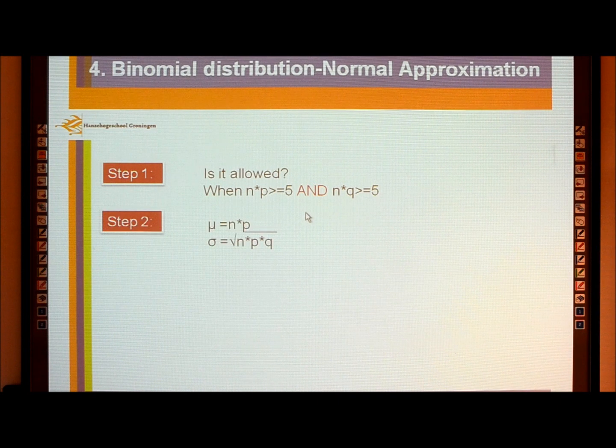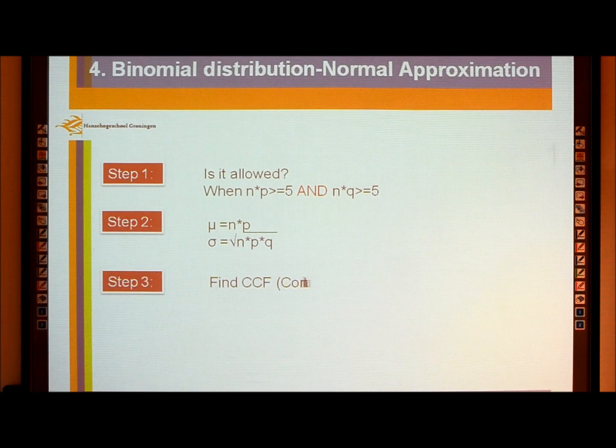So step 2, because for the normal distribution, you have to calculate what is the mean and what is the standard deviation. In this case, you use your n times p, that will be your mean, mu, and n times p times q, and then square root it. That will be your standard deviation. Step 3, you need to find your CCF. We call this the continuity correction factor.